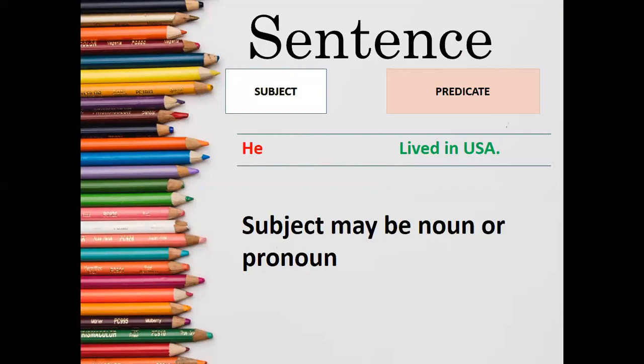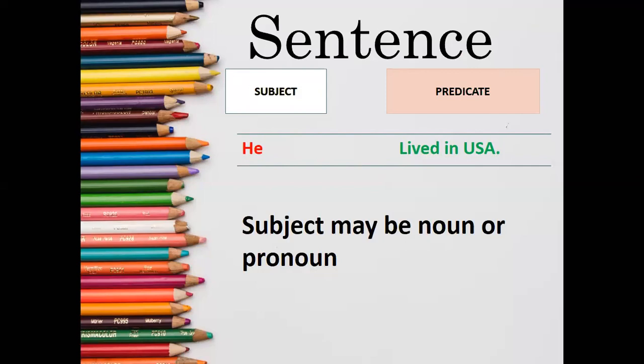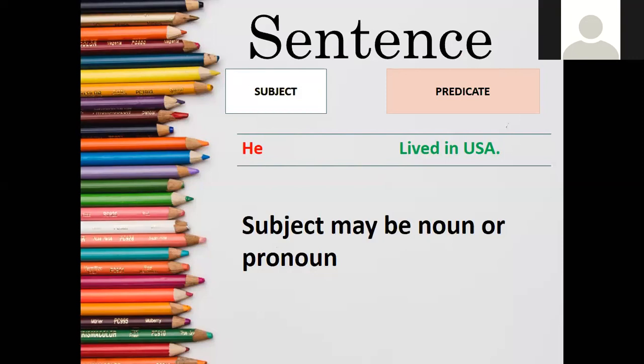Okay, sentence. As you know, a sentence has three elements, sometimes more than three, but usually we talk about subject plus verb plus object. But in this class we will be discussing a different thing, those in front of your screen. You can see it.